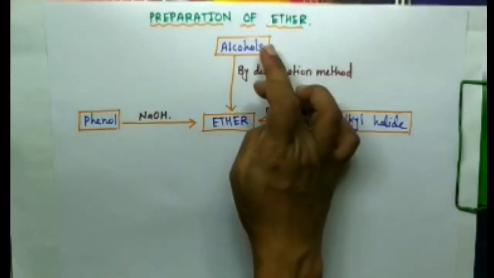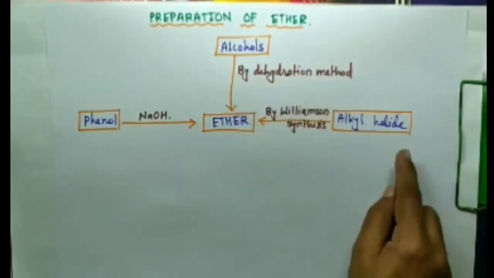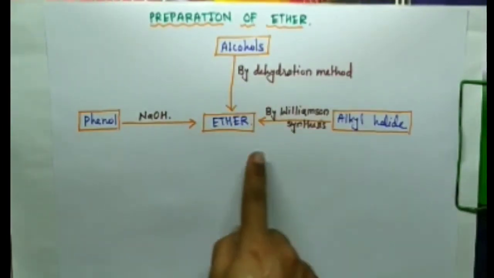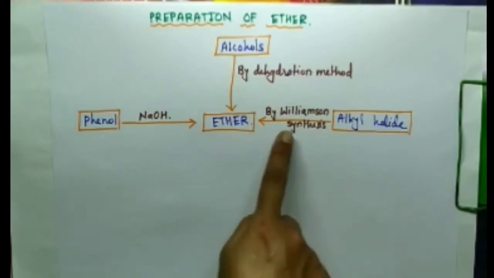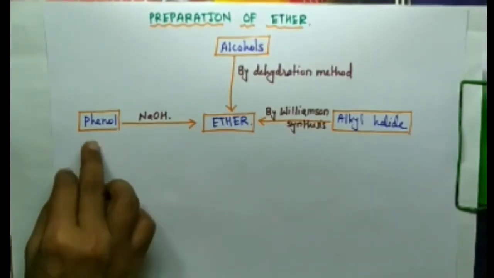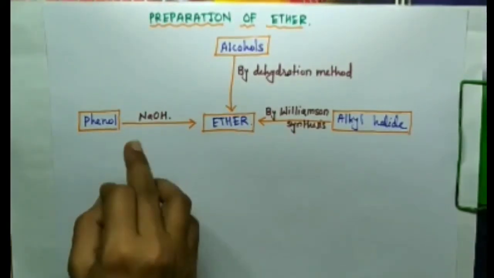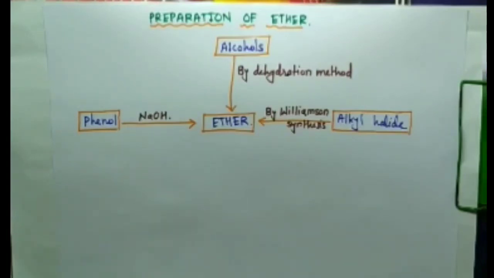Ethers are synthesized from alcohols just by dehydration method. Alkyl halides are converted into ether by Williamson synthesis. Phenol is treated with NaOH, and then it will form sodium phenate or sodium phenoxide. That sodium phenoxide will be treated with alkyl halide to get an aromatic ether. So these are the three reactions we are going to see which produce ether by different methods.